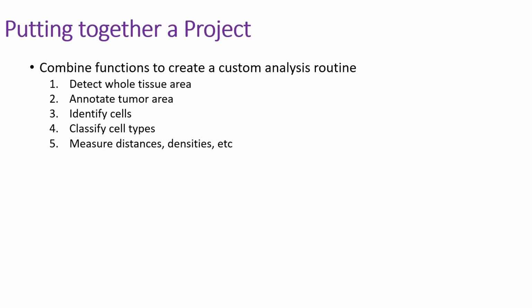So there's all these tools in QuPath, and when you're working on a project, you're going to want to combine some of the functions to create a custom analysis routine. How you combine this depends entirely on the question you're asking and what you're trying to find, but QuPath gives you the tools to do whatever it is you need to do. So for instance, you might use a thresholder to detect the whole tissue area, then manually annotate just the tumors. Inside the tumors, you might do cell segmentation and cell classification, and then you can measure the distances between cells of different types, or the densities of cells, or whatever it is you're most interested in for your project.